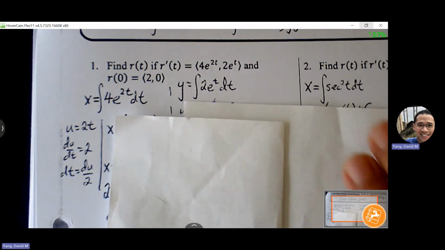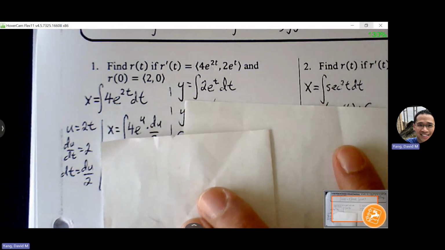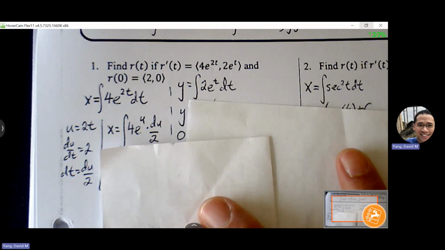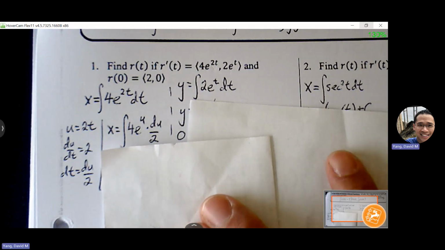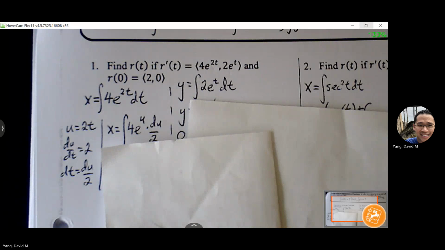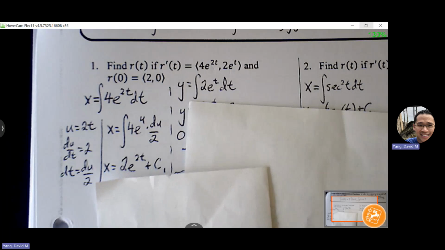So replace the pieces one by one in terms of u. We have 4e to the u times du over 2. What reduces? Yeah, 4 and 2, I'm left with 2 in front. The integral of 2e to the u is just e to the u. You don't have to show your u sub. If you know what's going to happen, great. I just want to show you all the steps in case you need to see it.